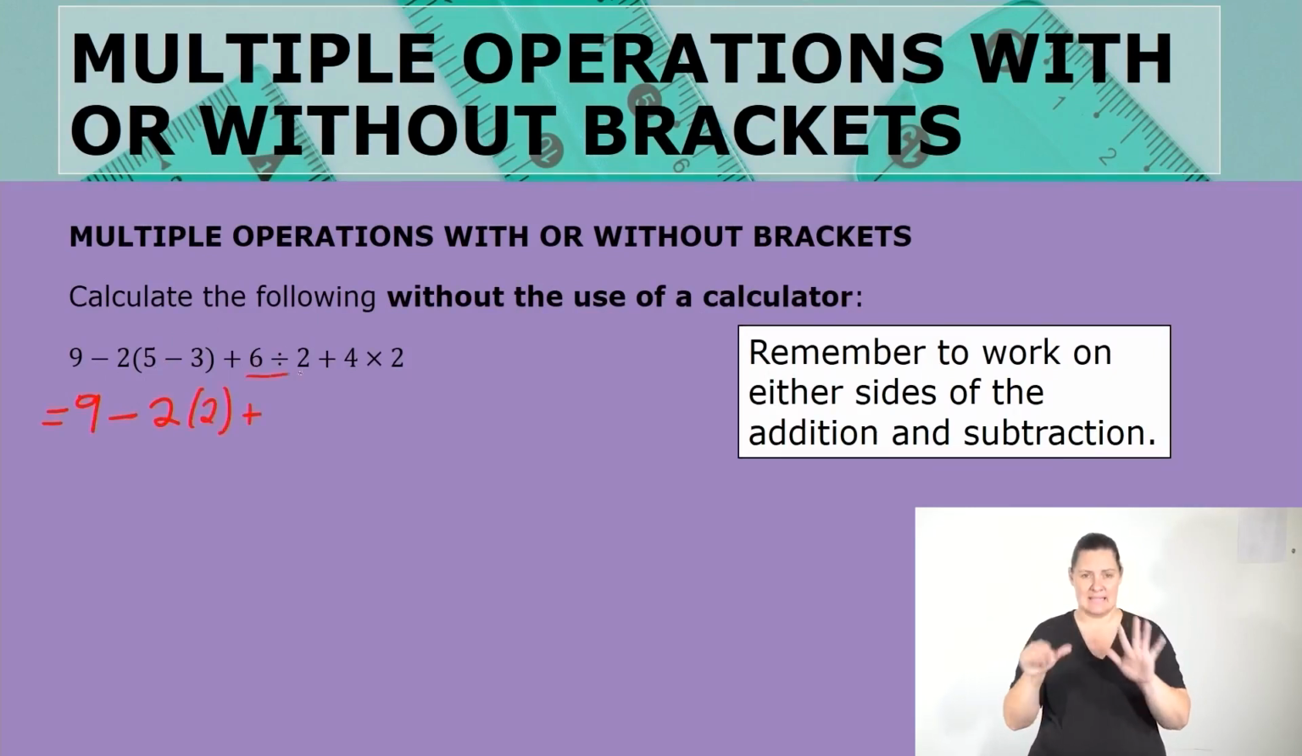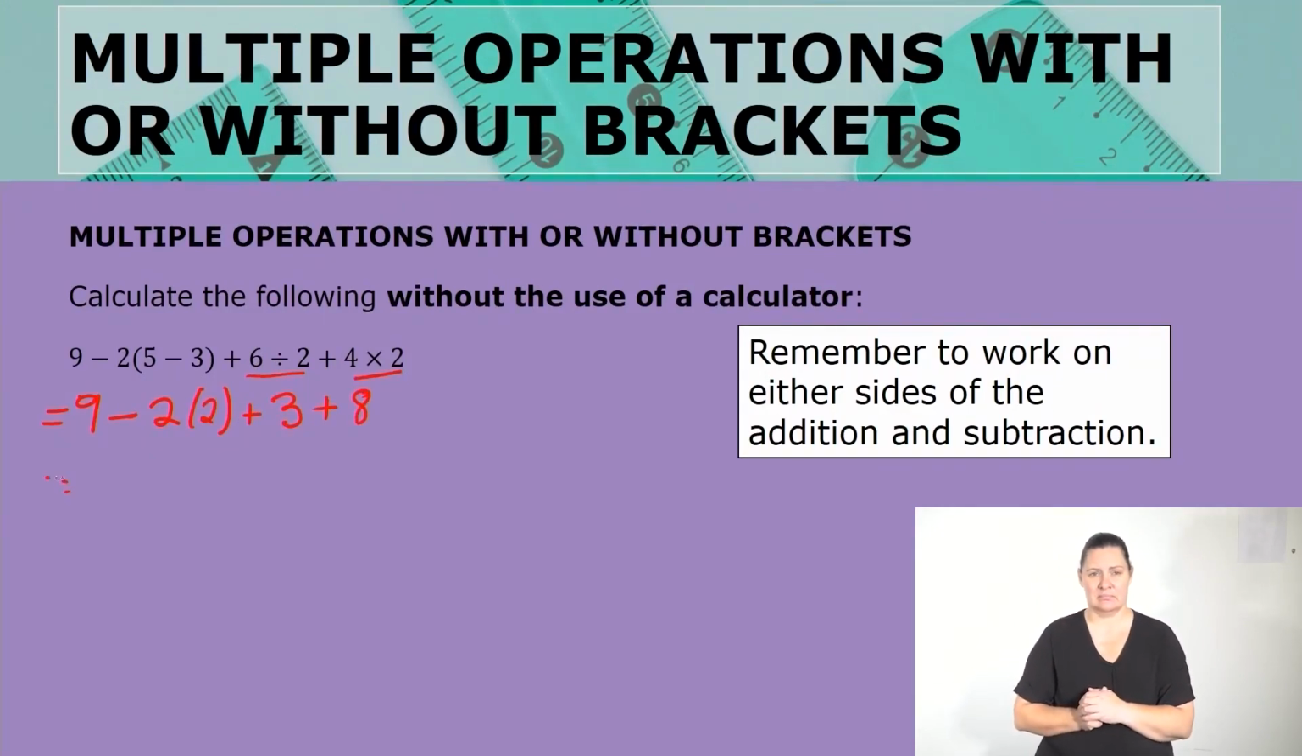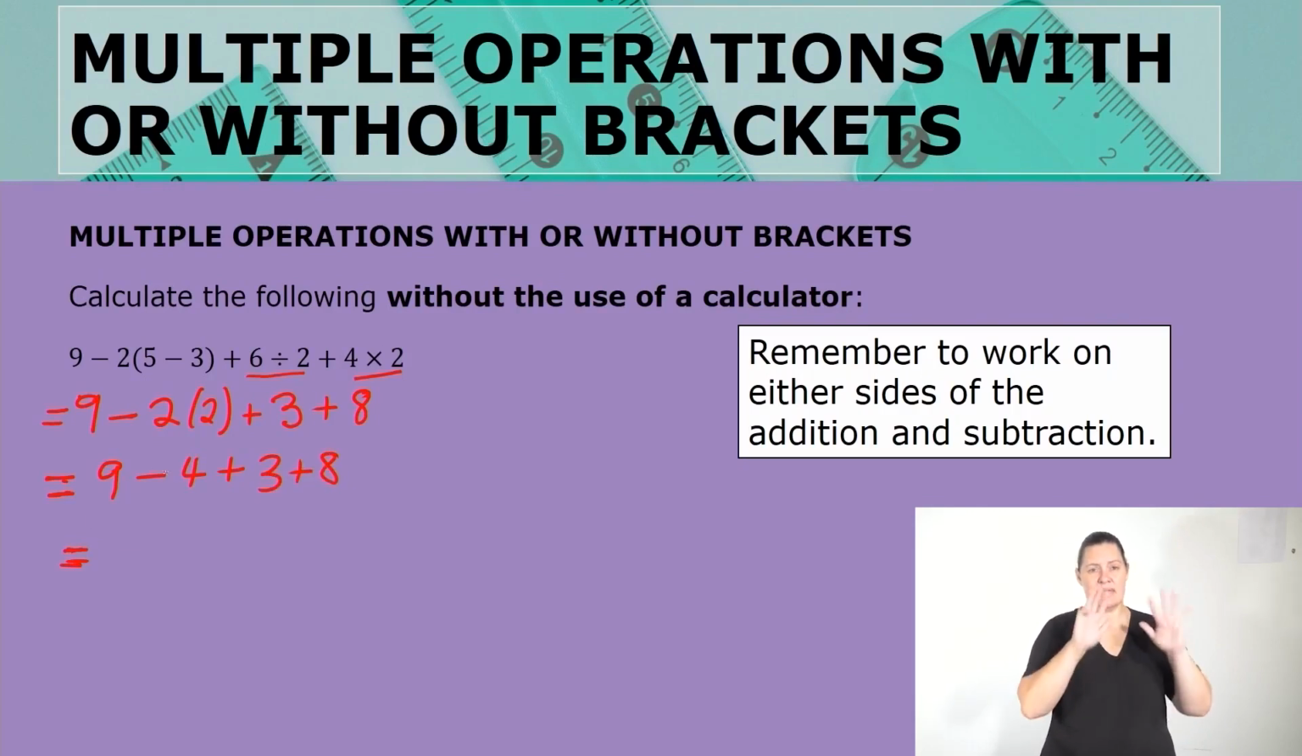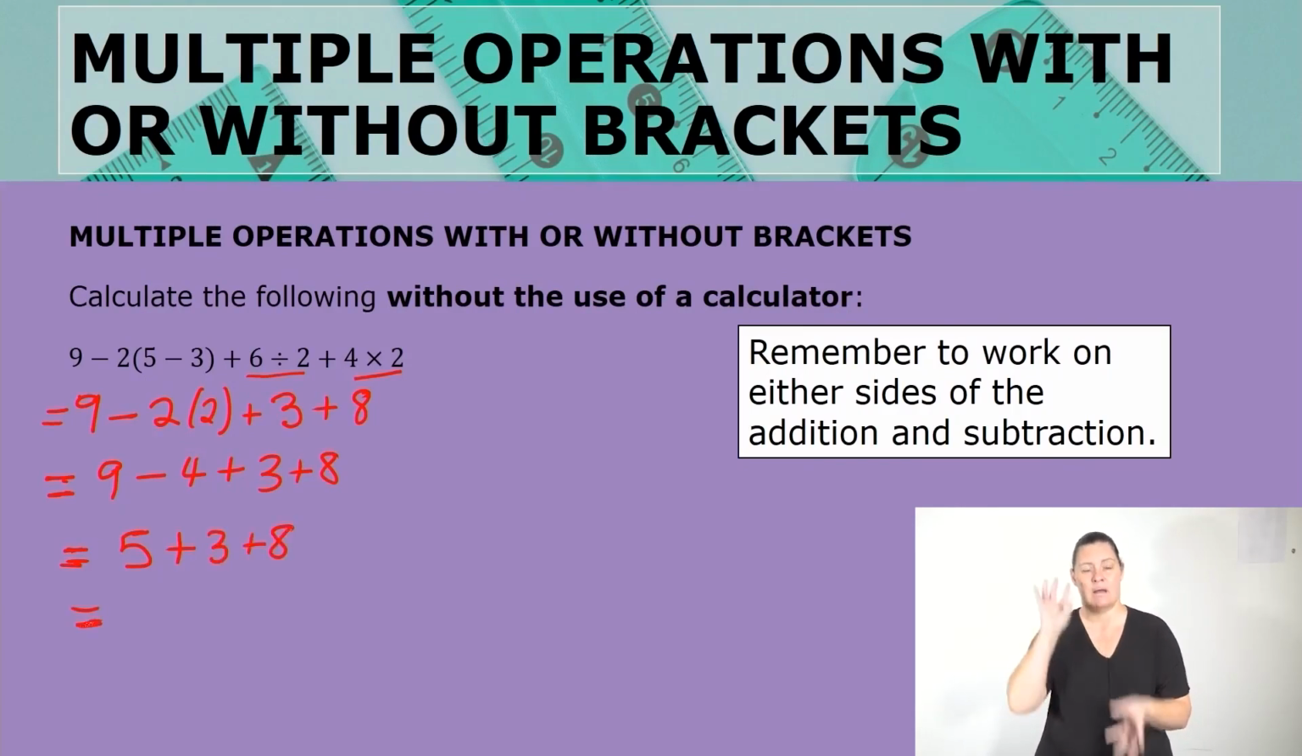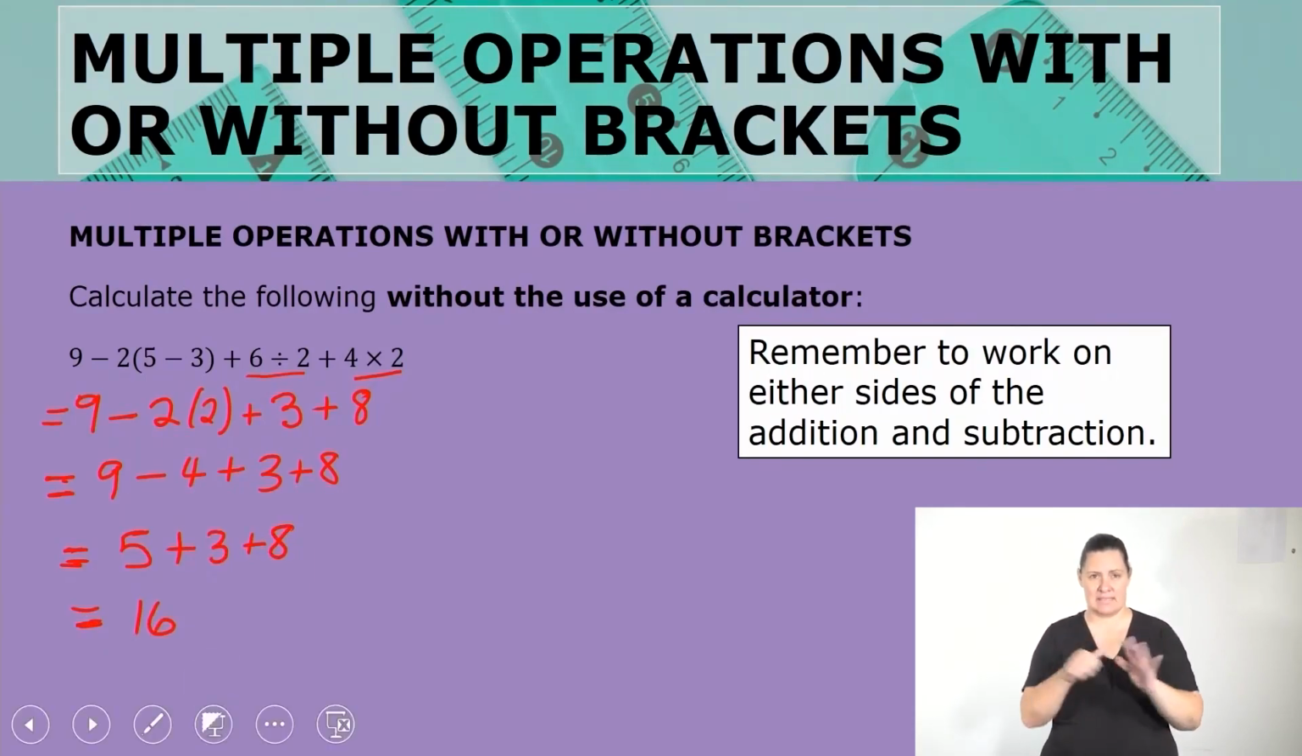Then we have 6 divided by 2, which gives me 3. And we have 4 times 2, which gives me 8. Our next step will be to calculate that 2 times 2, which is 4, plus 3, plus 8. Then we have the 9 minus 4, which gives us 5, plus 3, plus 8. That is going to give us a total of 16. So our final answer here is 16.